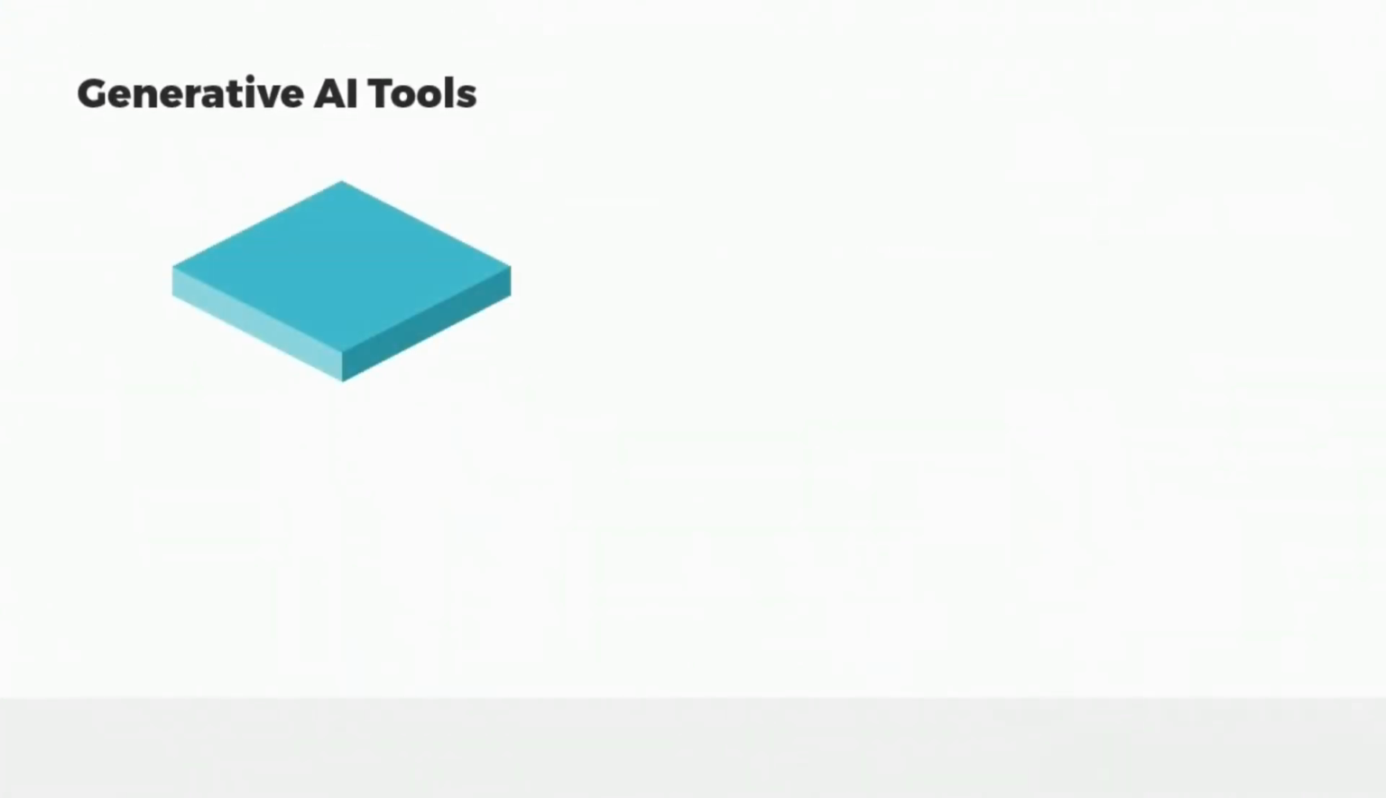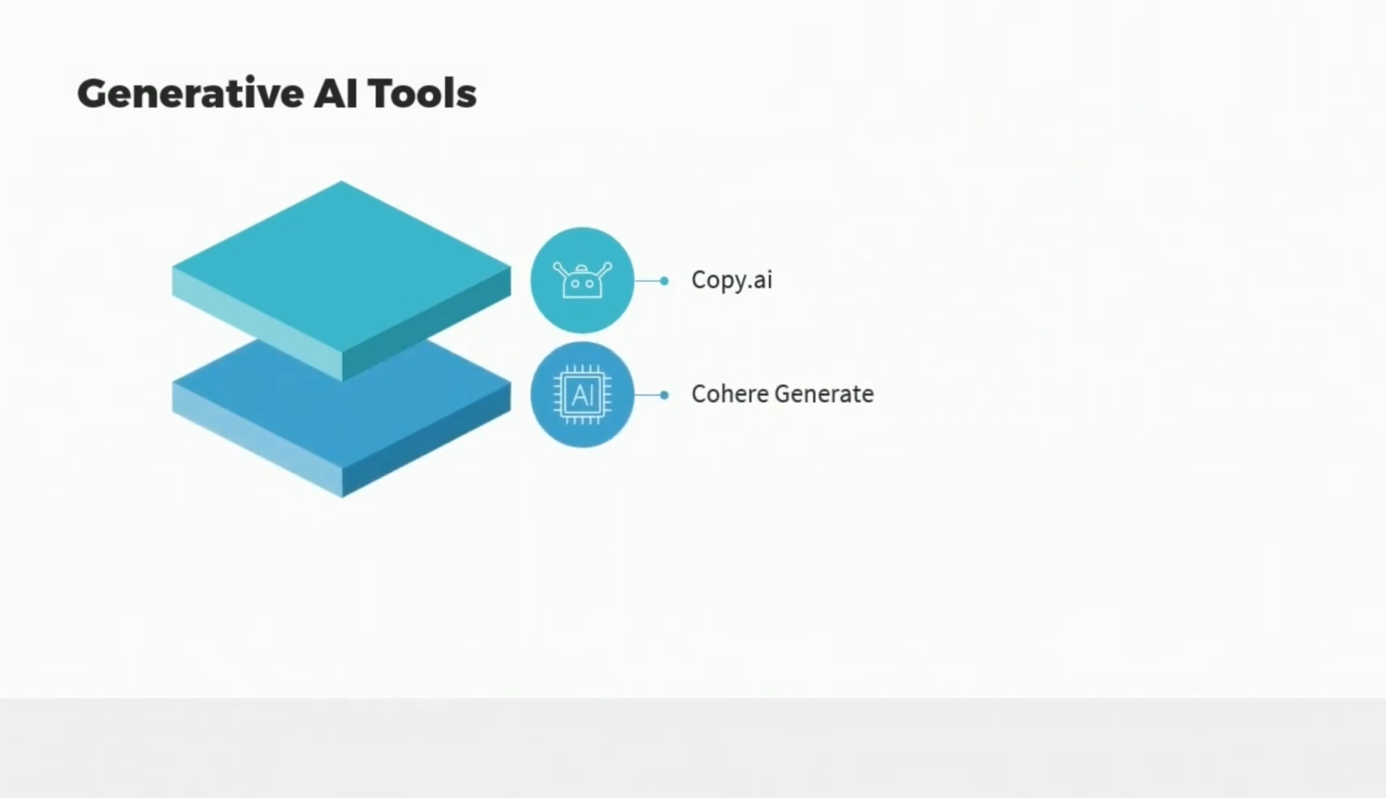Some more generative AI tools that are available here include things like Copy AI. This is one of the best artificial intelligence writing tools. And we have also Cohere Generate. This is an AI company that helps businesses improve their operations by harnessing the power of AI. And it delivers custom content for things like emails, landing pages, product descriptions, and other needs.